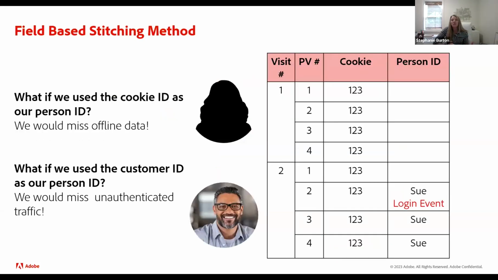So if we were to use the cookie ID to connect with other data in our CJA connection, we're going to miss out, right? Because we don't have any other data source that has that cookie ID, right? So we can't connect to offline data. We can't connect to Bob calling into the call center, right? But if we were to use the person ID as our connection, we're going to miss out on that huge chunk of unauthenticated traffic, right? And we still want to see that data. We still need to understand what our customers are experiencing in that environment. So field-based stitching is really how we get the best of both worlds.